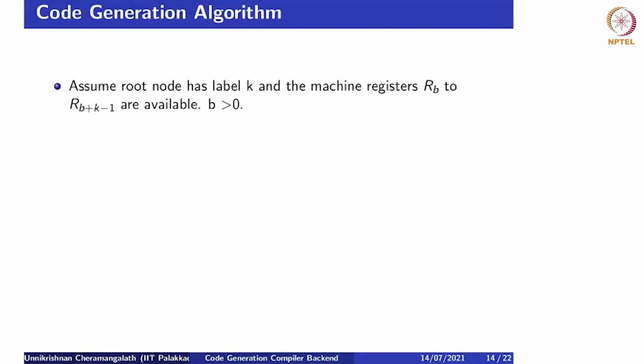So if B is 2, then k is 3. Then what will be the registers available? B is 2 and k is 3 means you will have 2 more registers. B is 3 means R3 and R4 will be available if k is 2. Any doubt on this?